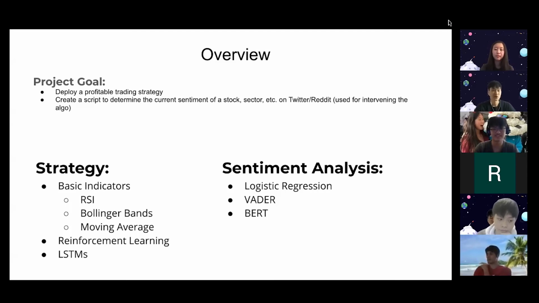And yeah, so for the two sub-teams, we have the strategy team and the sentiment analysis team. The strategy team will be mostly working with indicators for their primary strategy, as well as doing some analysis with machine learning. So the two approaches we've tried are a reinforcement learning algorithm, as well as a supervised algorithm for LSTMs. And then for the sentiment analysis side, we tried 3 different models. They're going to be logistic regression, Vader, and BERT, and the 2 presenters will be talking about all these things pretty much right now.